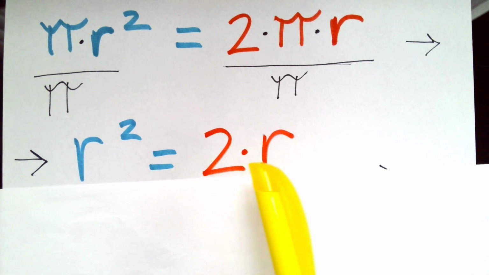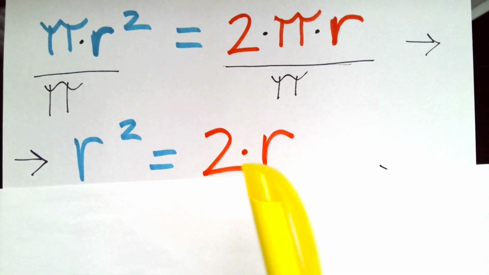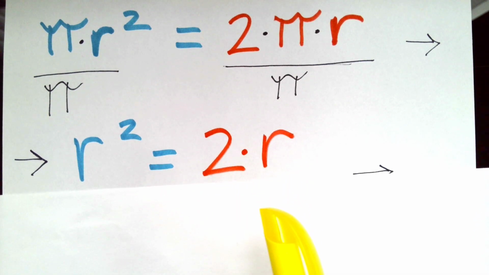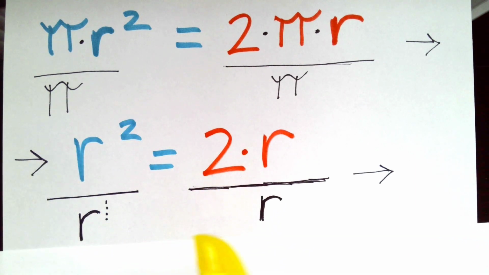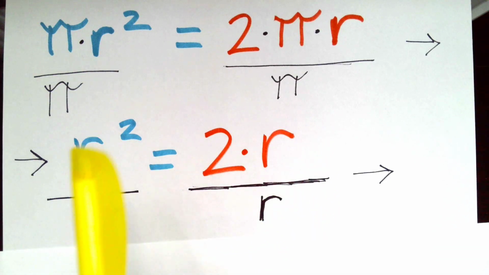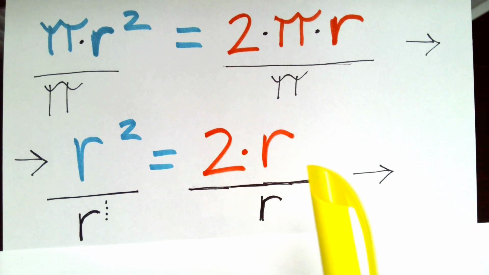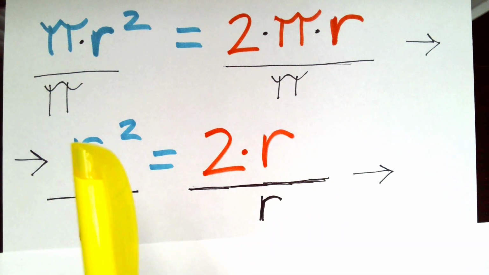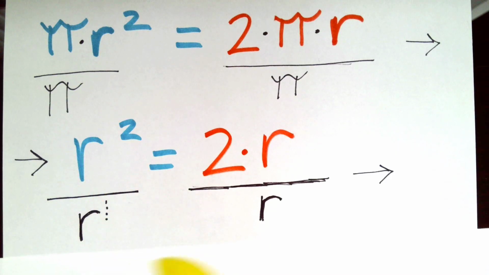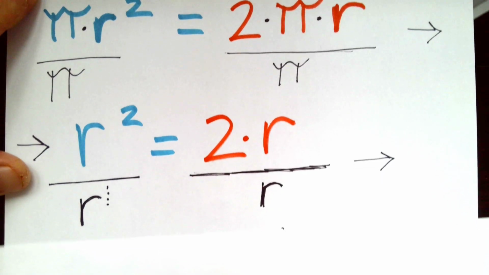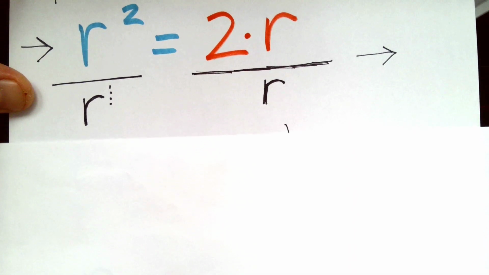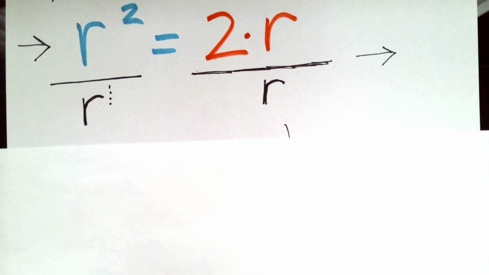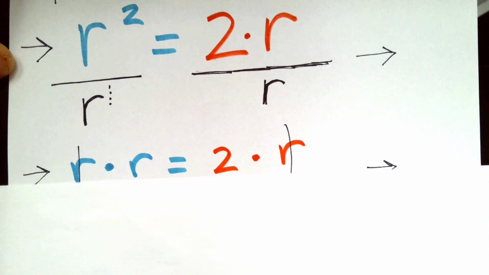What's the opposite of multiplying r times 2? You divide by r on both sides. What you do to one side of the equal sign, you have to do to the other side. So we're dividing by r. Remember I showed you expanded form, where r squared is r times r. That's what I want to do here. I'm dividing by r on both sides. My goal, again, is to get r all by itself on one side of the equal sign. So I'm going to show r squared in expanded form, which is just r times r.